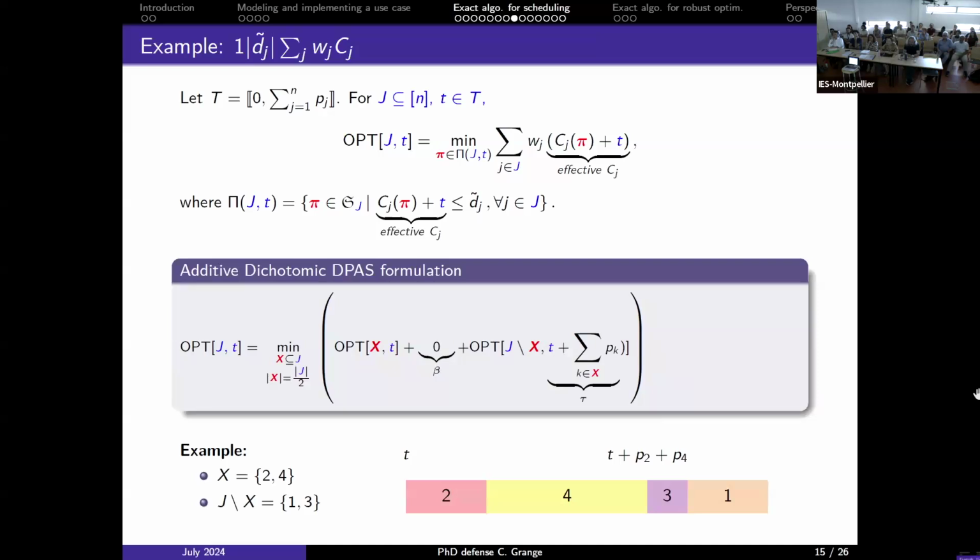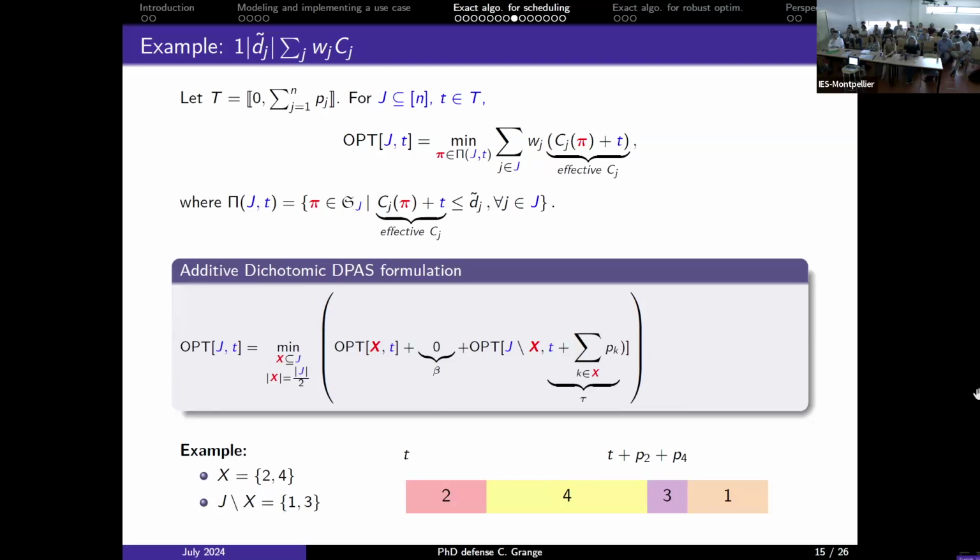So let me show you an example here. If we consider the set of jobs J equal to 1, 2, 3, 4, and for instance, I depicted a permutation where X is the set of jobs 2 and 4, and the left jobs are 1 and 3. And here for this permutation, whether it is 2 and 4 or 4 and 2, it will always be the same starting time for the second permutation. So we can see here that the starting time of the second permutation does not depend on the optimal solution of the first permutation. It only depends on X.